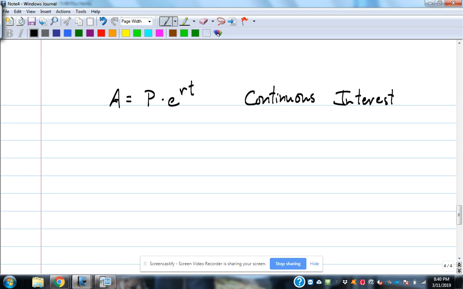Compounded, the word problem might say compounded continuously. Instead of saying monthly or quarterly, they'll say continuously. And what that means is every second or every half second or every quarter of a second, the interest is dumping back into the account.